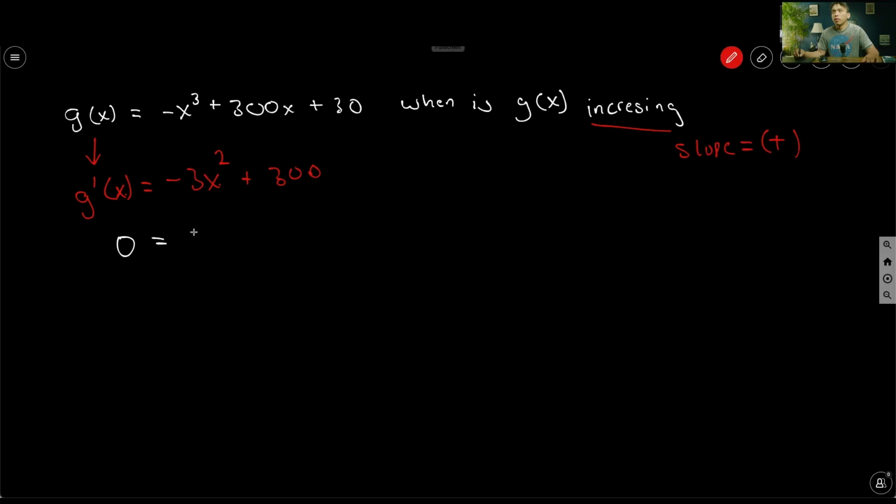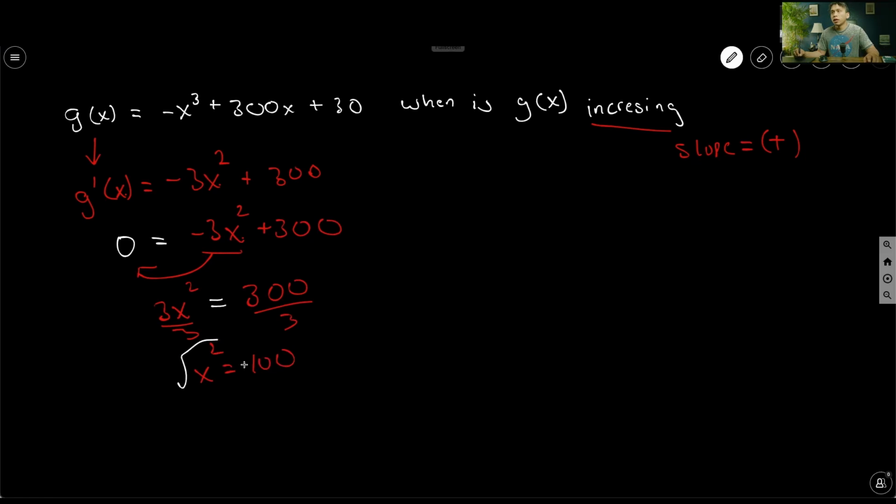So then we have negative 3x squared plus 300 equal to 0. We'll move this to the other side because it's negative and it's easier. So then we have positive 3x squared is equal to 300. Divide both sides by 3. So now you have x squared is equal to 100. Take the square root of both sides, and then you have x is plus or minus 10.